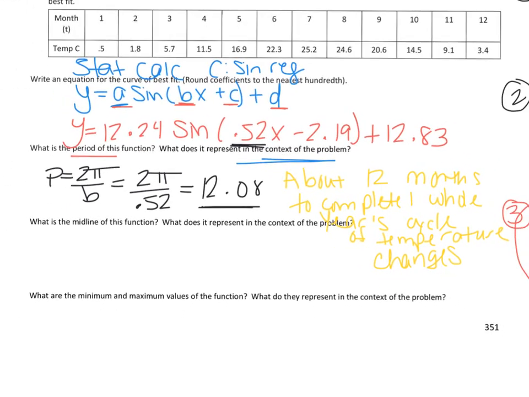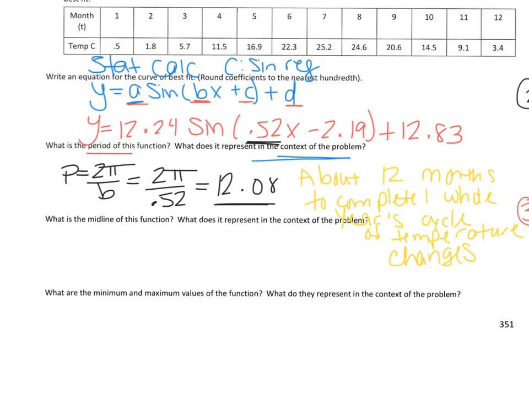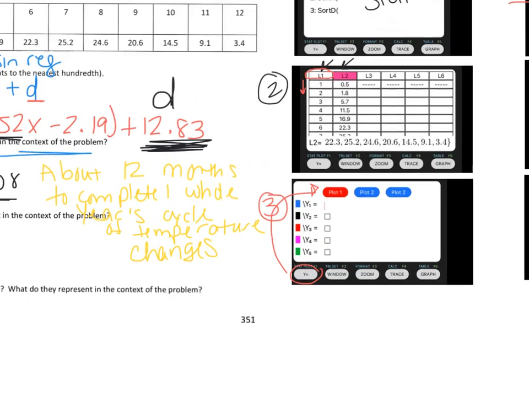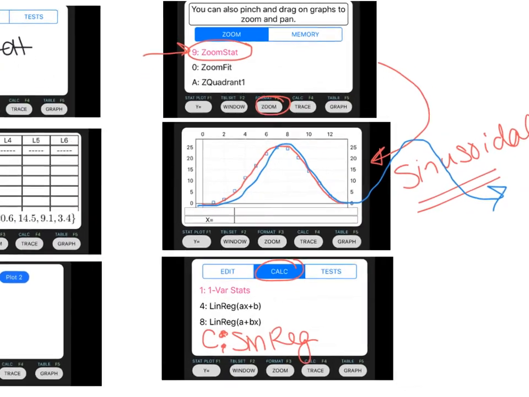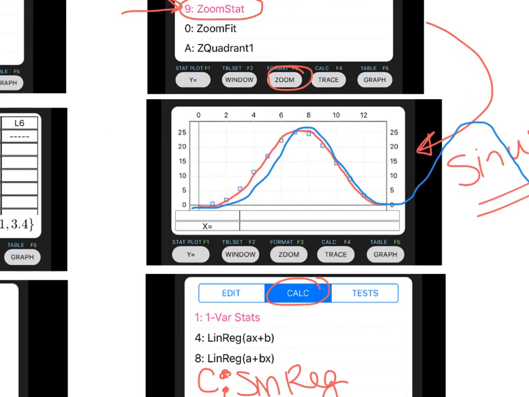They then ask you what's the midline, and remember the midline is your D value. So what I need to do is look at my equation and look for D. This is D, 12.83. So the midline is 12.83. What does this represent in context of the problem? Well, looking at my scatter plot, the midline is this value that's cutting the graph perfectly halfway between the max and the min. So let's say it's about there.